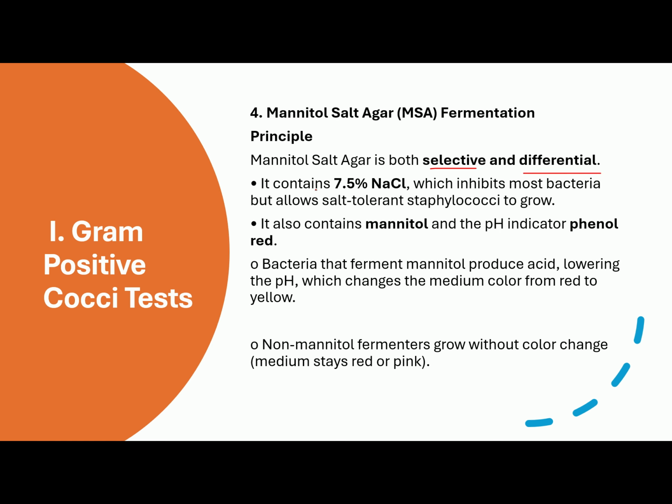Now the thing about MSA, class, is that it contains 7.5% sodium chloride, which in most bacteria, salt is known to inhibit most bacteria. So it inhibits most bacteria but allows salt-tolerant Staphylococci to grow. Meaning MSA is designed for your Staph species. It also contains mannitol and the pH indicator phenol red.